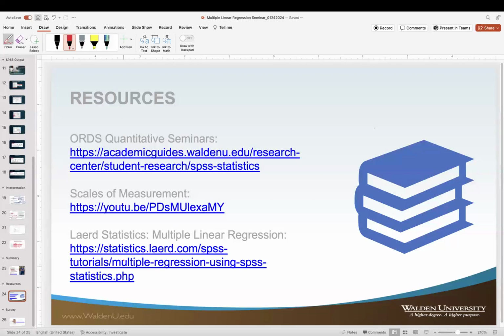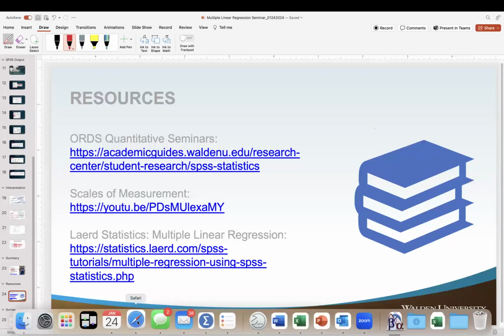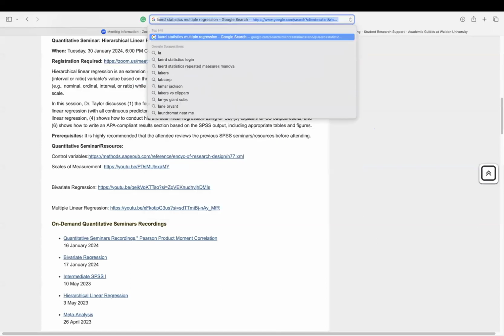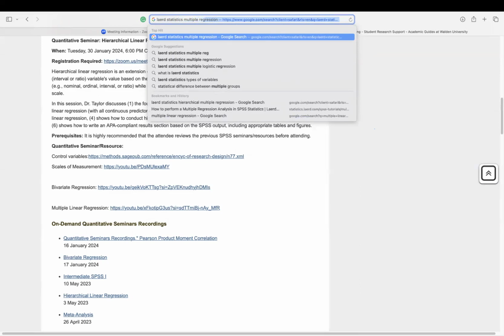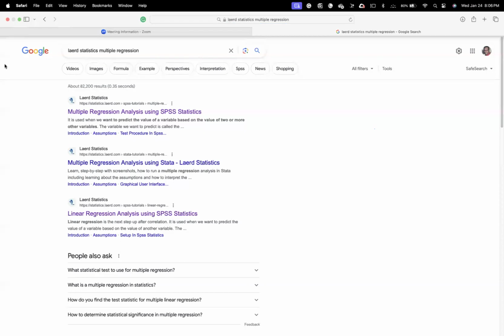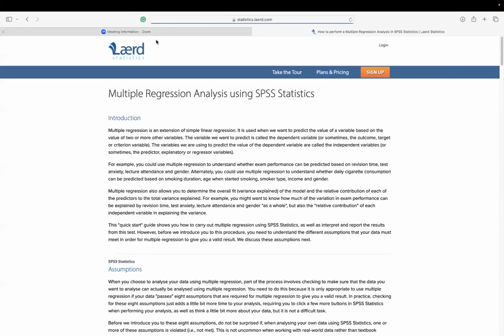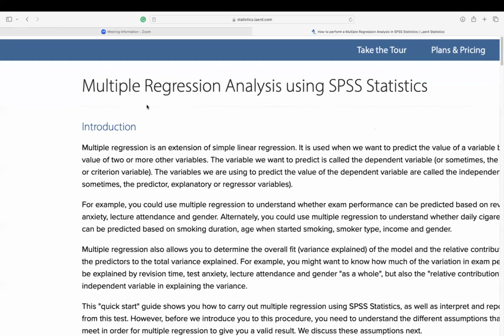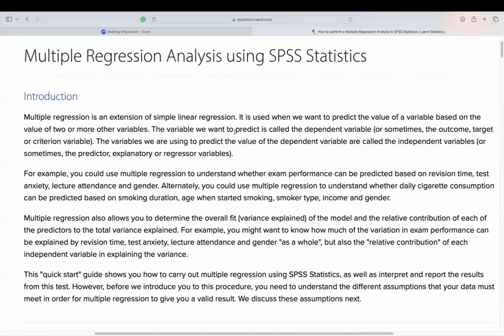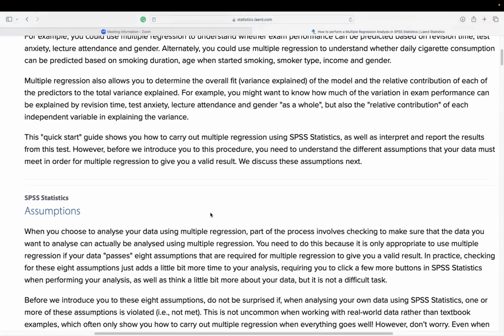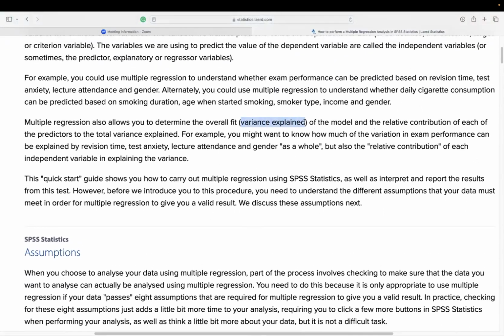Now, Lund Statistics is a place that you can go out to on the web, okay? I'm going to take you there now. And as you can see, it has a section on multiple regression. Again, we want to predict the dependent variable from two or more other variables. Remember, it tells you to talk about the variance explained. We looked at that in our R-squared value. The model explains so much.